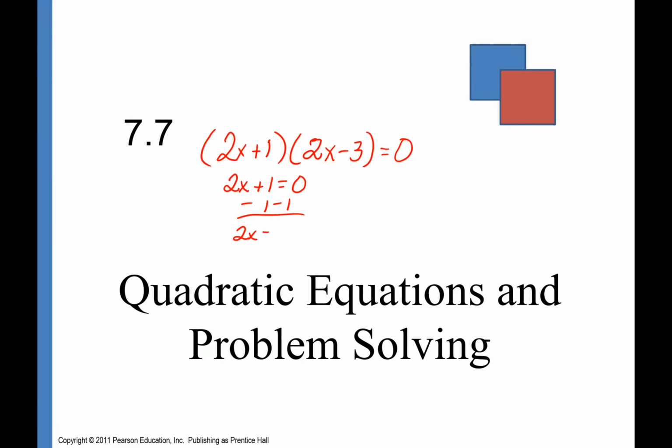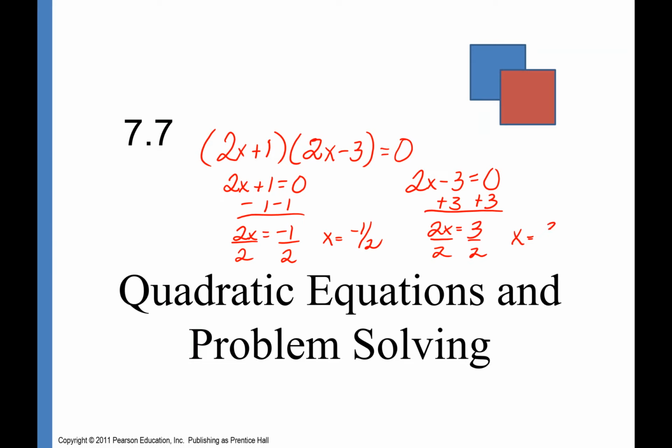So I get 2x equals -1 here, and then divide by 2. So x equals -1/2. And then I have 2x minus 3 equals 0. I could add 3. 2x equals 3, and then divide by 2. x equals 3 over 2. So we're going to use that concept today to solve some word problems.